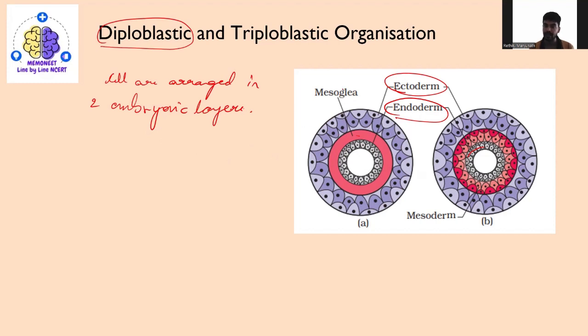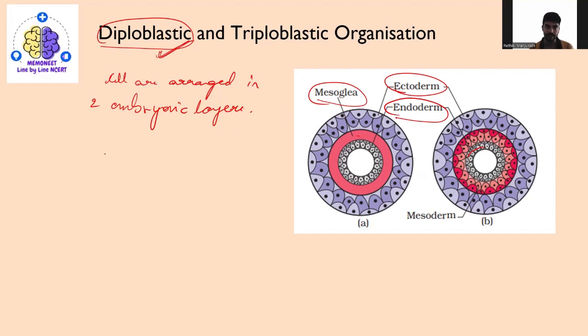In between we have the mesoglia. Mesoglia is an empty part; between the ectoderm and endoderm you will find an undifferentiated part, which is called mesoglia. Externally the ectoderm is there and internally the endoderm is there. They are called diploblastic.